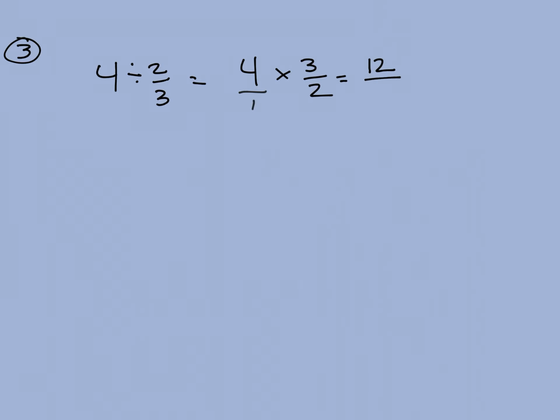For number 3, it says how many 2/3 of a cup servings are in 4 cups. Oops, that looks like a B, not a 3. So we can flip and multiply. Only the second one gets flipped. And remember, there is an invisible 1 underneath whole numbers. 4 times 3 is 12. 1 times 2 is 2. The fraction bar means divide, so 12 divided by 2 is 6.